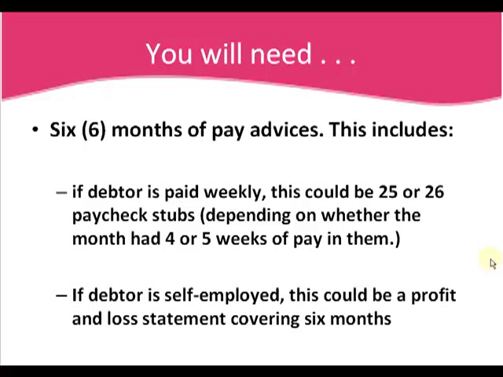Here are some additional tips. In order to help you balance out your means test and Schedule I and J, you will need 6 months of pay advices. This includes, if a debtor is paid weekly, this could be 25 or 26 paycheck stubs, depending on whether the month had 4 or 5 weeks in them. If debtor is self-employed, this could be a profit and loss statement covering 6 months.